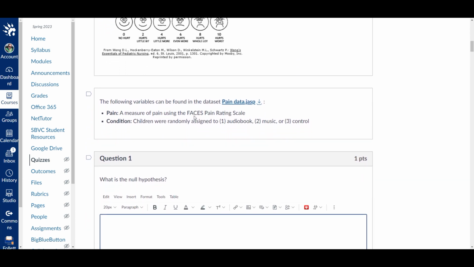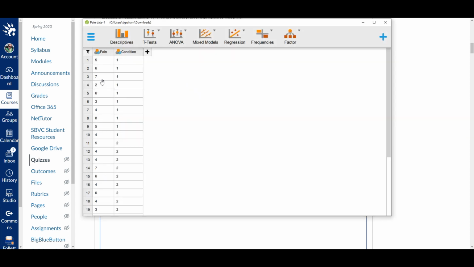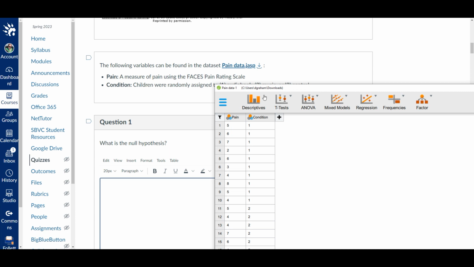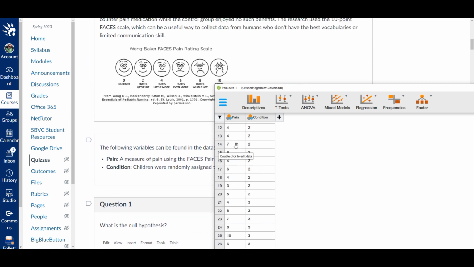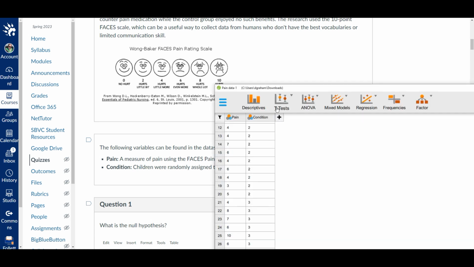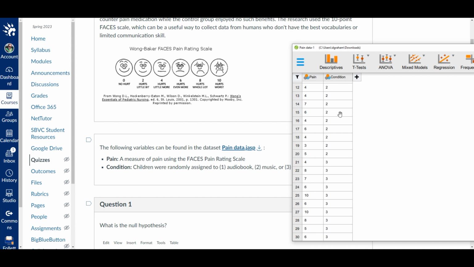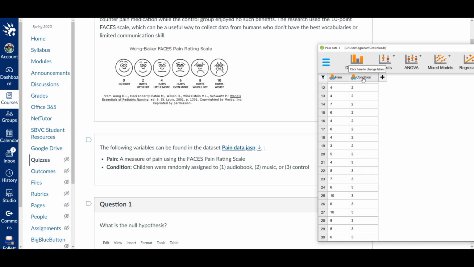The following variables can be found in our data set here. So we have pain, which is a measure of pain using that FACES pain rating scale. So on the scale of 0 to 10, how much pain they were in after their surgery. And the second variable is condition. So which condition they were randomly assigned to. 1 being audiobook, 2 being music, and 3 being the control group.